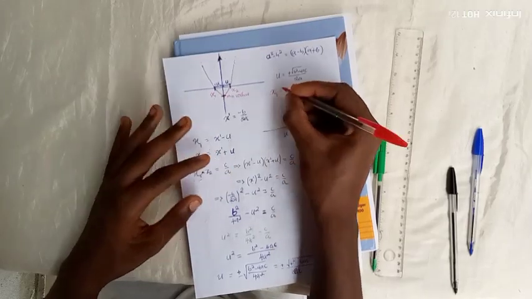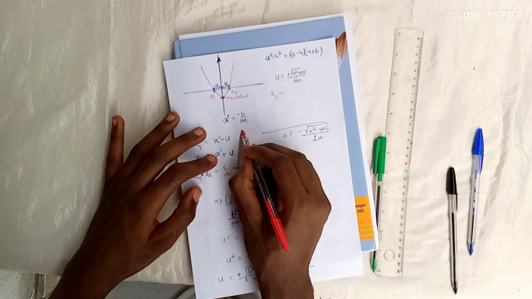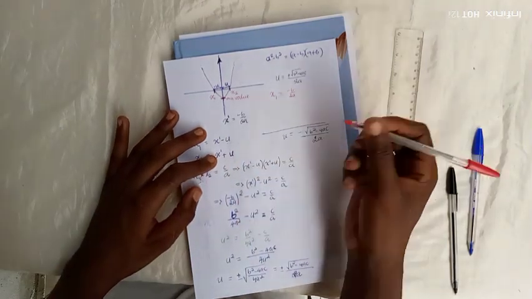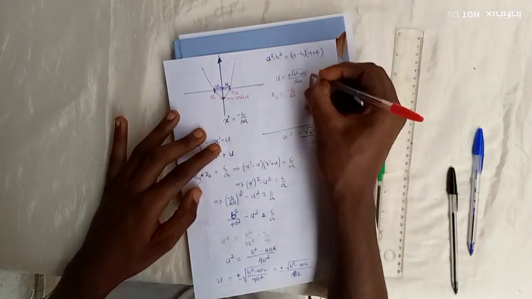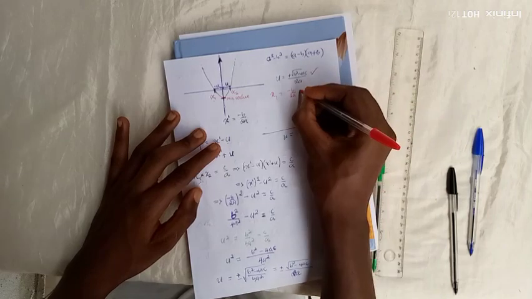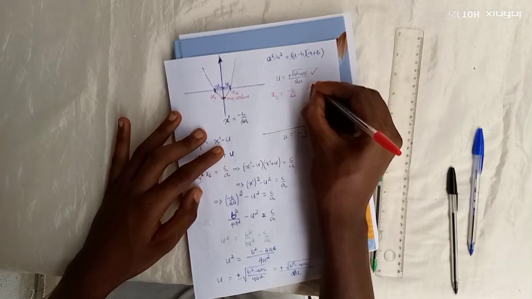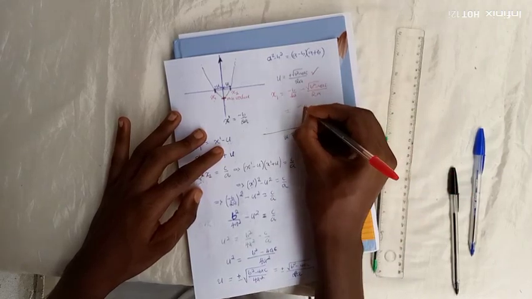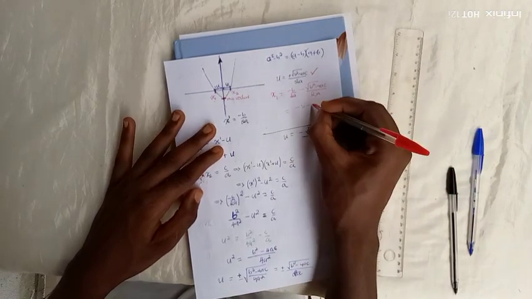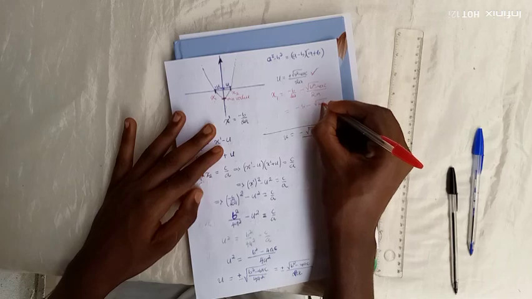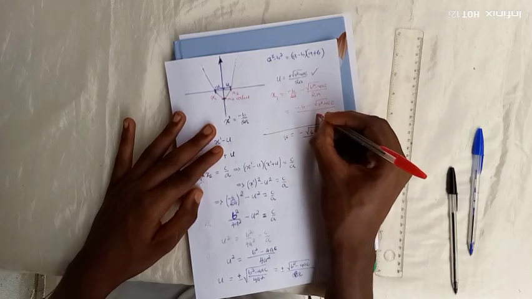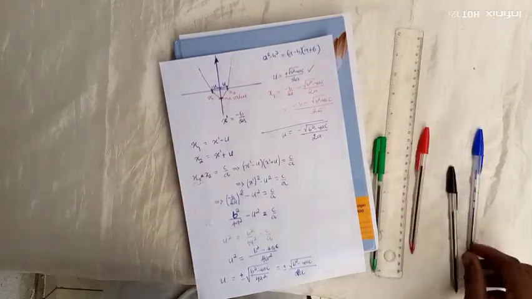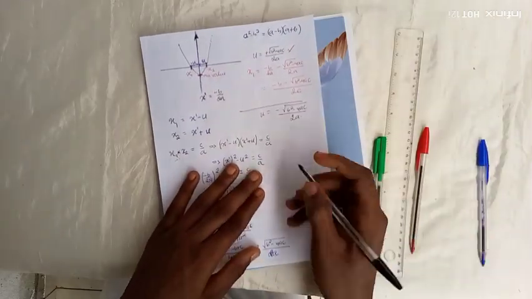The next thing now is to get x1. My x1 is just x prime minus u. What is x prime? Negative b on 2a. So I have negative b over 2a minus u. If I go for this first value of u where it is positive, I'm going to have minus the square root of b squared minus 4ac divided by 2a. Basically, this can be written as negative b minus root of b squared minus 4ac, all divided by 2a. That is x1. Let me just write down x2 down here.